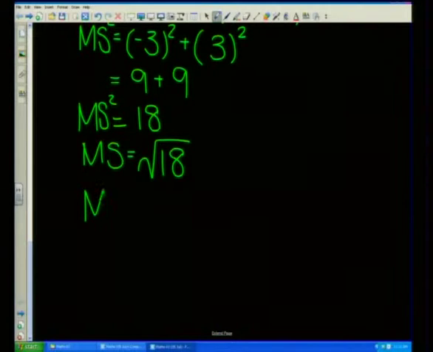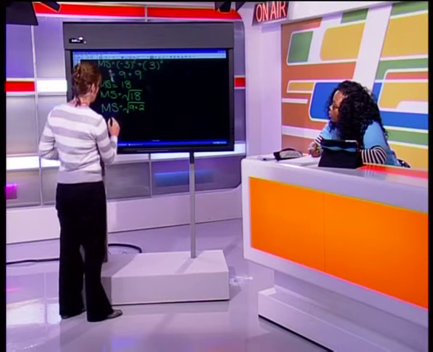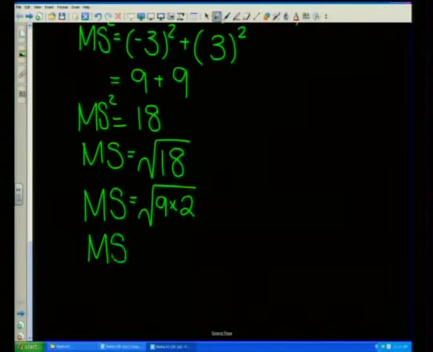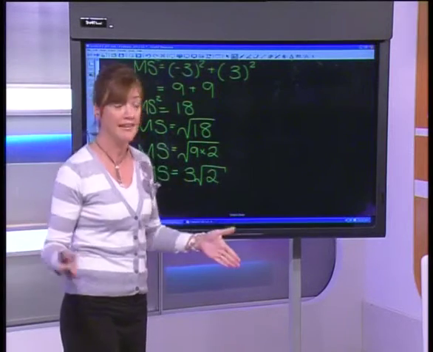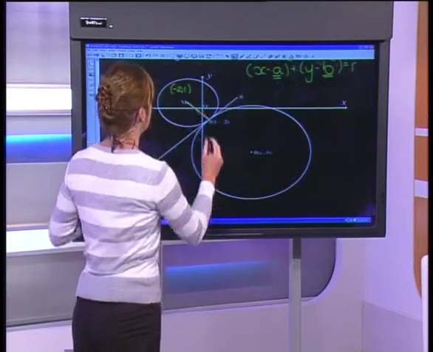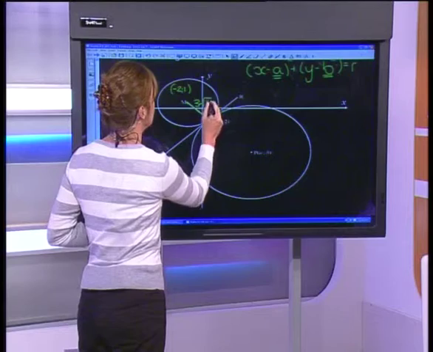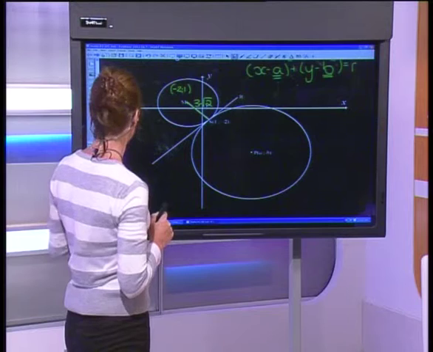Now, just to simplify that, 18 can be written as 9 times 2. Okay? 9 is a perfect square. 2 is not. So what I'm going to do is take the square root of 9, which is 3, and put that outside the surd. But 2 is going to stay inside the surd. Right, so what we've established is that our distance from M to S, our radius, is going to be 3 root 2. Okay, that's the first part of the question. Let's look at the next part.